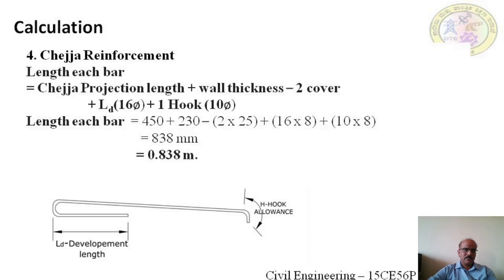Here the length of each bar will be calculated by taking the projection of the lintel Chaja, that is 450 mm, plus 230 mm wall thickness, minus 2 into end covers of 25 mm, plus 16 pi, 16 times the diameter of the bar. The diameter of the bar is 8 mm, for the lintel reinforcement. So 16 into 8, plus 1 hook allowance. The 1 hook allowance has to be provided, that is 10 into 8 mm. It will be equal to 838 mm. That is nothing but 0.838 meter.